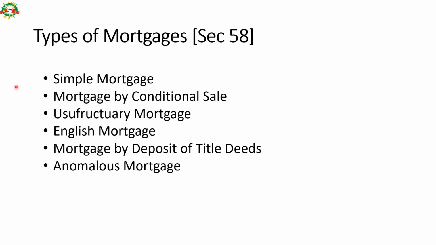So these are the 6 types of mortgages as per section 58. Simple mortgage, mortgage by conditional sale, usufructuary mortgage, English mortgage, mortgage by deposit of title deeds, which is the most common within India among banks, and anomalous mortgage. So let us understand all these 6 types of mortgages in subsequent slides.